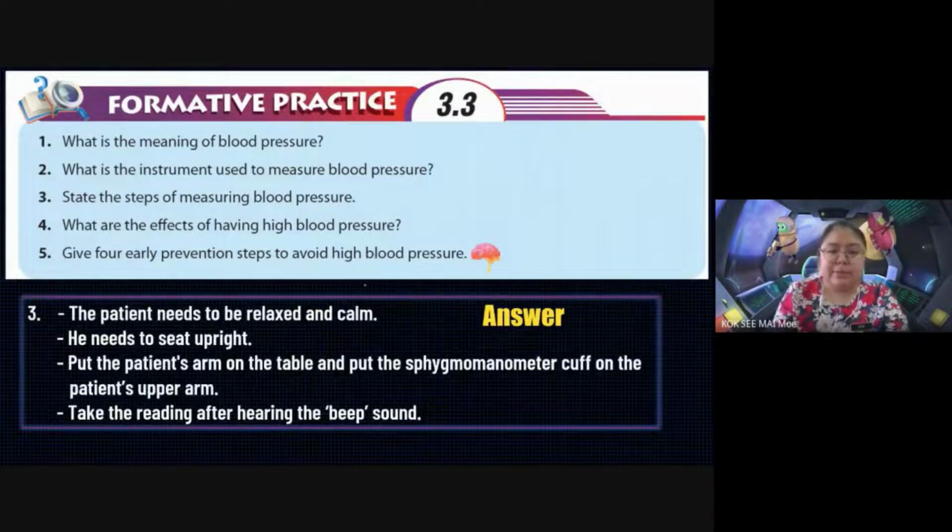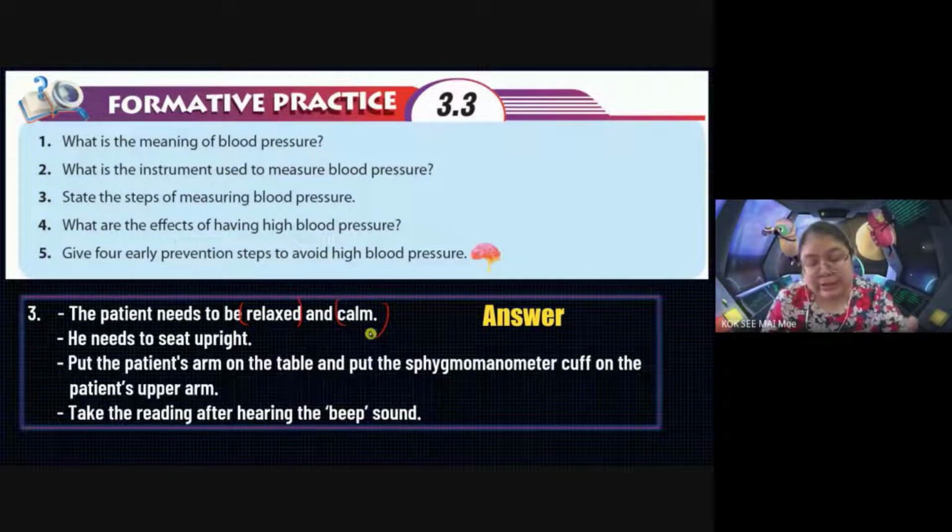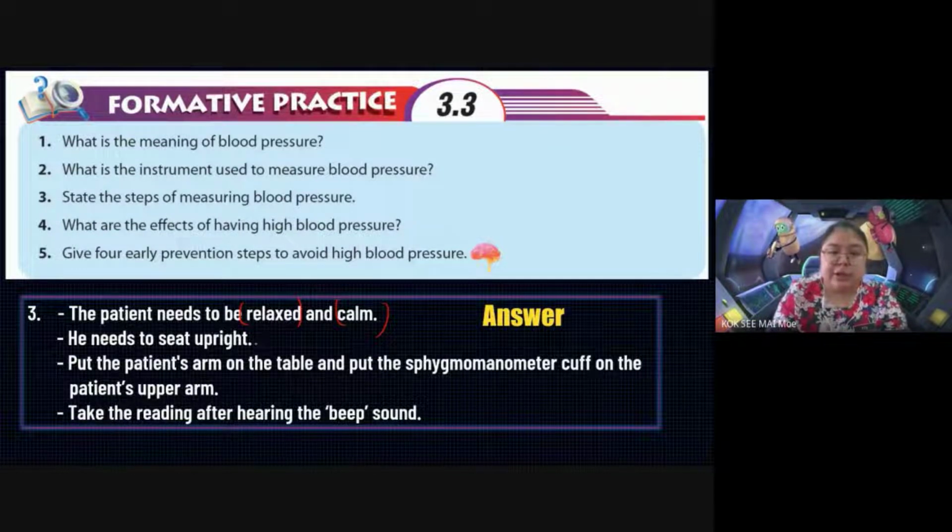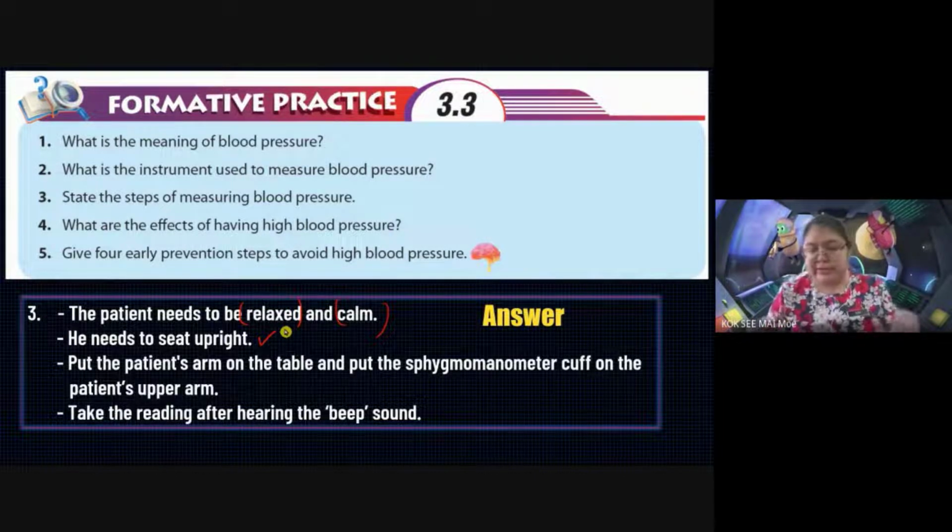Okay, first step, the patient must be relaxed and calm first. When the patient just comes in, you ask the patient to sit down first. Wait for 2 or 3 minutes. Cool down first. Number two, the patient must sit upright, straight. The body must be straight, don't bend, don't stand. Sit. Number three, you put the patient's arm on the table. Don't care whether left hand or right hand. You just put the whole arm on the table.